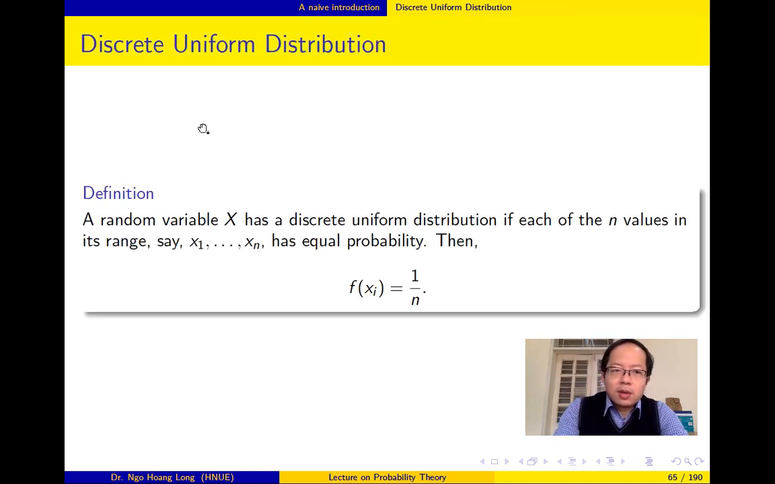So we start with the first well-known discrete distribution, named the discrete uniform distribution. We consider a random variable X that takes n different values, say x1, x2, and so on up to xn. And we suppose that the probability that X equals some xi is 1 over n for any i. Then the distribution of X is called the discrete uniform distribution.